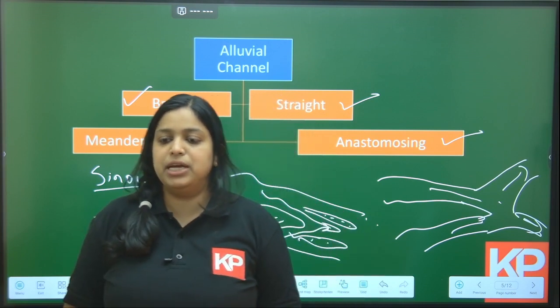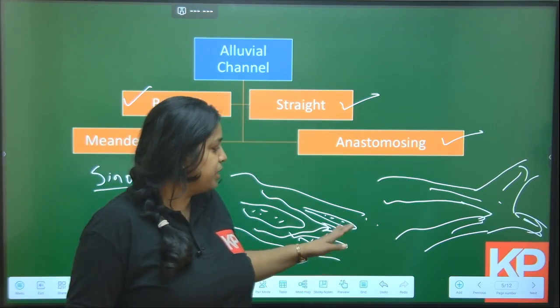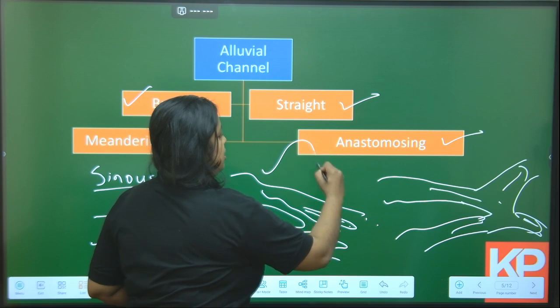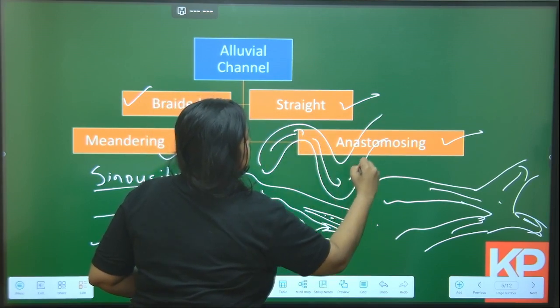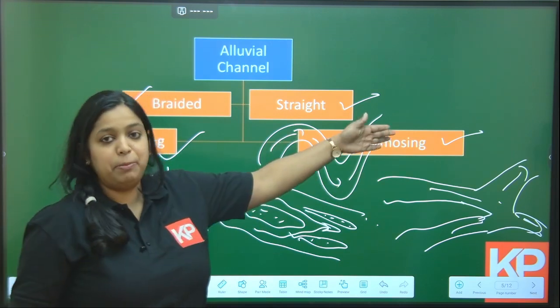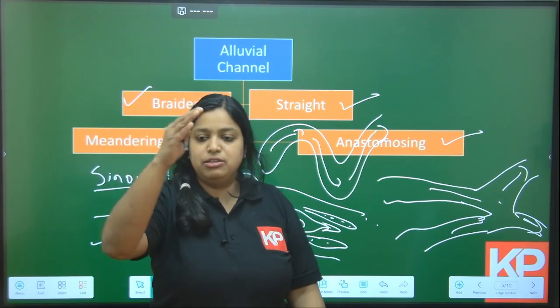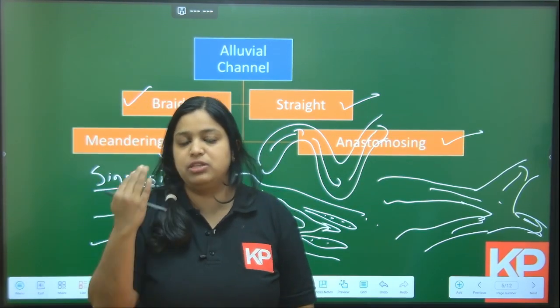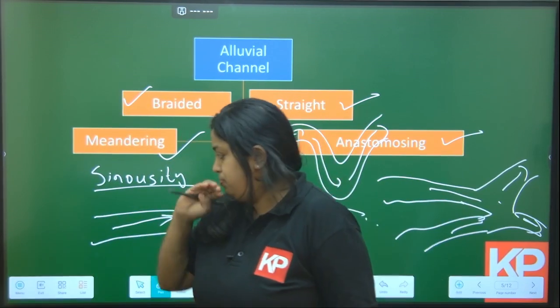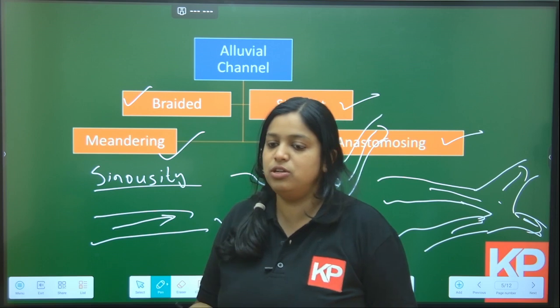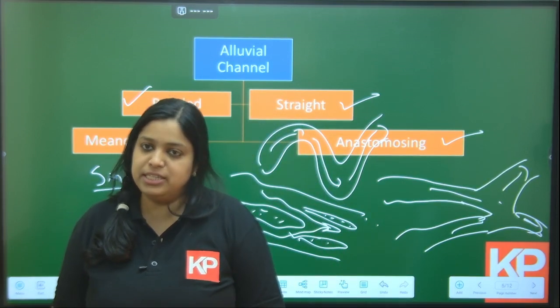And then comes the meandering channel. Meandering channel, from the word itself, means they will have meanders. The movement of flow happens in this particular way, with a sinuosity value greater than 1.5. Those are called meandering channels. Sinuosity value equal to 1, those are called straight channels.